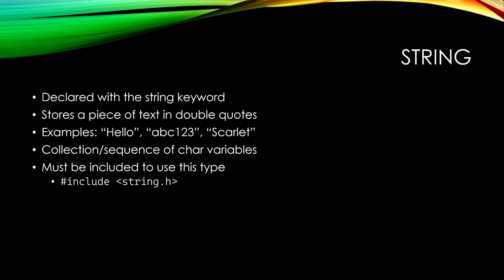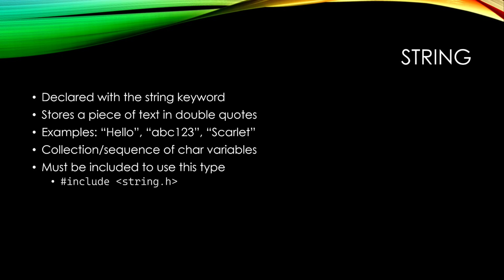Some examples, of course, hello, ABC123, just any old text that's been thrown into a pair of double quotes. You can generally think of this as a collection or sequence of char variables, and you can even reference them as such using subscript notation, the bracket number bracket notation that we used in Python to reference pieces of a list.